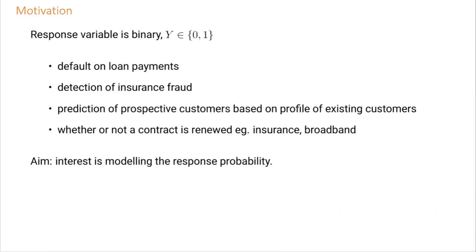Okay, so the motivation is, let the response variable, the y variable, be binary, so taking values 0 or 1. Some examples are default on loan payments, so classify as 1 if there is a default, 0 if not, detection of insurance fraud, and lots of other things. So it has wide applications, and this kind of data is widely seen, so definitely we need some kind of model for it.